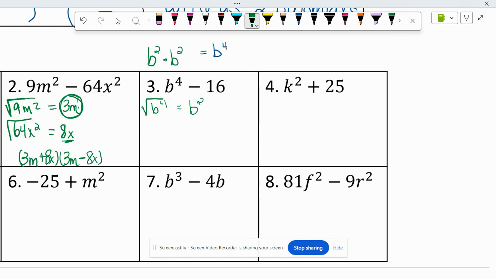What is the square root of 16? Anyone? 4. Okay. So let's see. If I use the rule, it says you take the square root of the first term added to the square root of the second term times the square root of the first term subtracted from the square root of the second term. But when I look at this, why is this one tricky? What do you see for that last binomial? What do I have there?